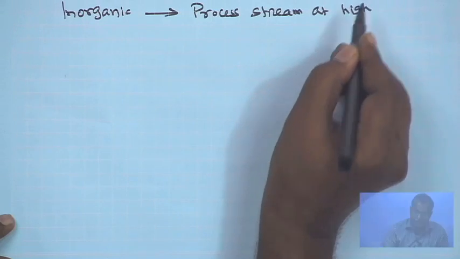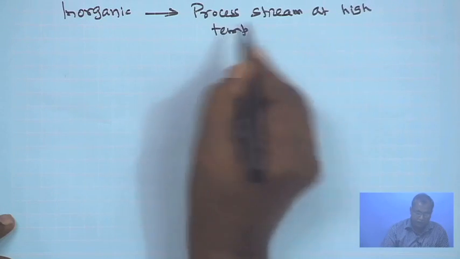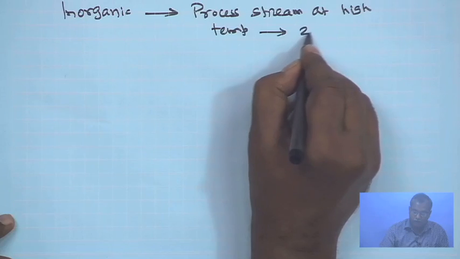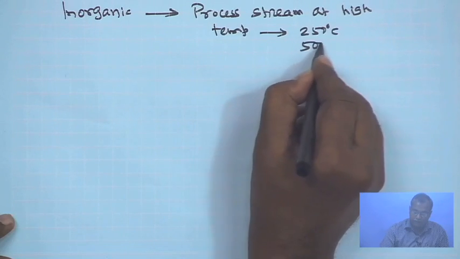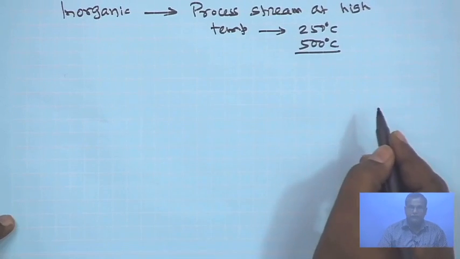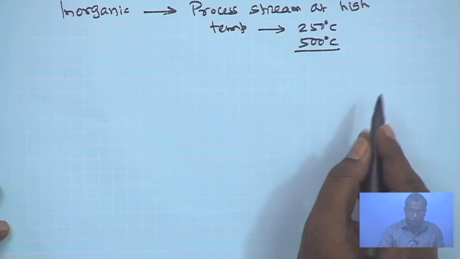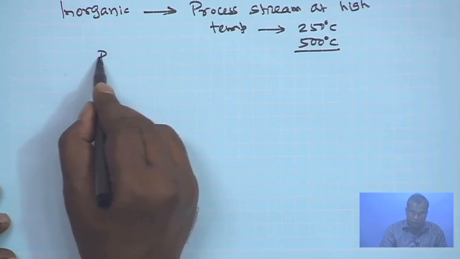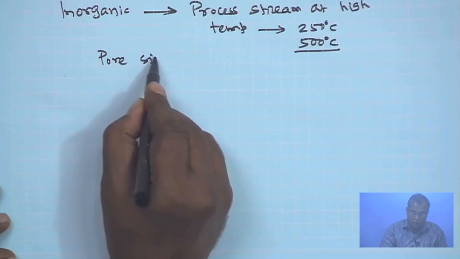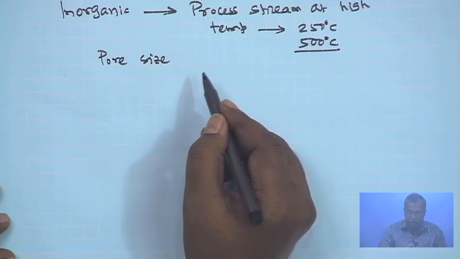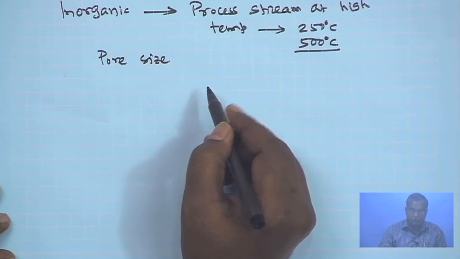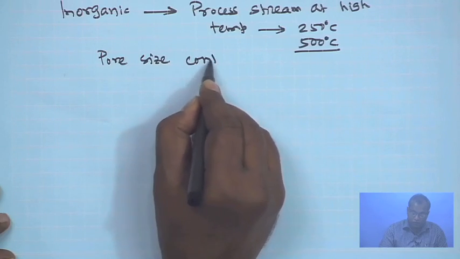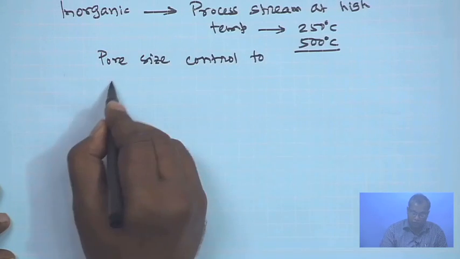At high temperature, and what is a typical high temperature? Anything 250 degrees centigrade, 500 degrees centigrade, it should not be a problem. It has high thermal stability, but the major problem of the inorganic membrane is that pore size control at lower pore size, like in less than micron, is very difficult to obtain. So, pore size control to lower range.